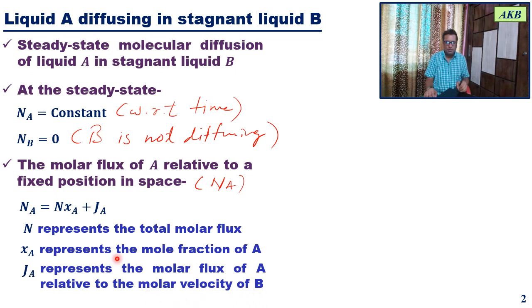Okay. So every term involved in this equation is now clear to you. Again, the molar flux of A is equal to the total molar flux into the mole fraction of A, plus the molar flux of A relative to the molar velocity of B. Okay, let us move ahead.